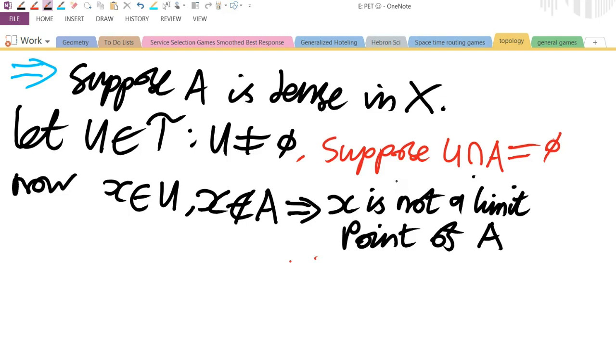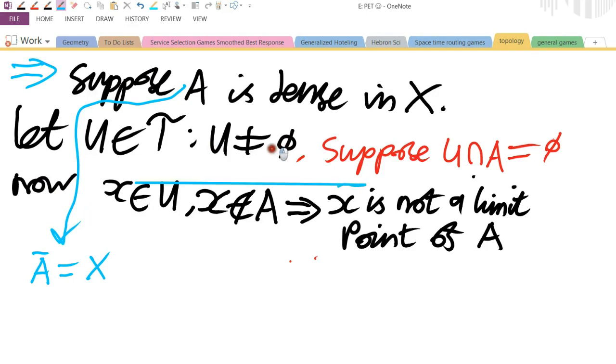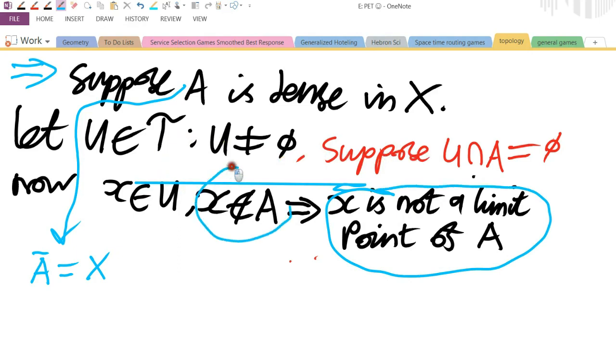The problem here, though, the reason we've got a contradiction, is because we have that A is dense in X. So what this implies is that the closure of A must be equal to X. So that implies that each point which is not in A must be a limit point of A. But here we have that there's a point x not in A which is not a limit point of A. So these two remarks contradict each other. We have a contradiction here.